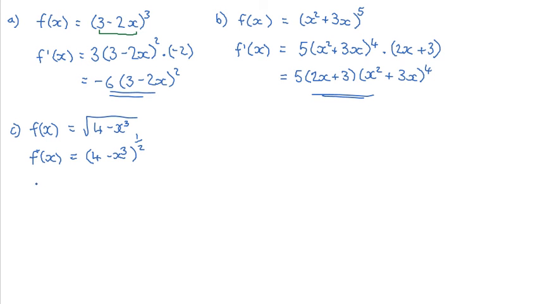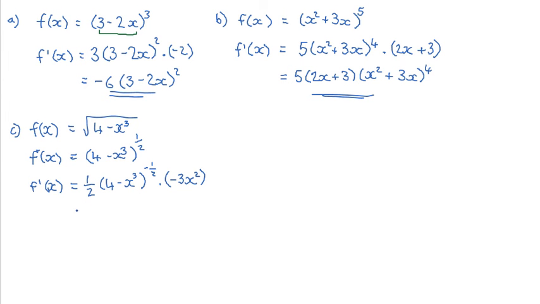So to go ahead and differentiate that, just bear in mind that's not a dash, that's just a pen mistake. So f dashed of x is equal to, bring the half down the front, so a half, 4 minus x cubed, minus 1 from the power, so negative a half, and then multiply by the derivative of the inner. So in this case, the 4 just disappears when you differentiate it, but that becomes negative 3x squared.